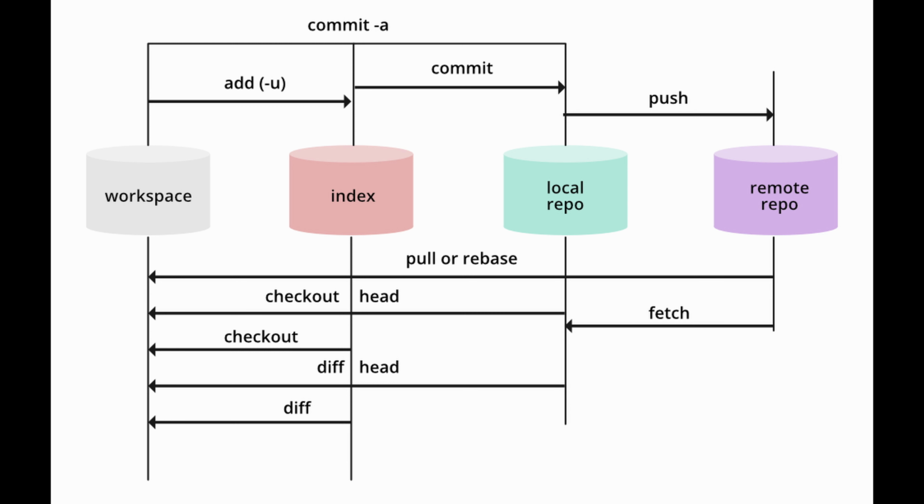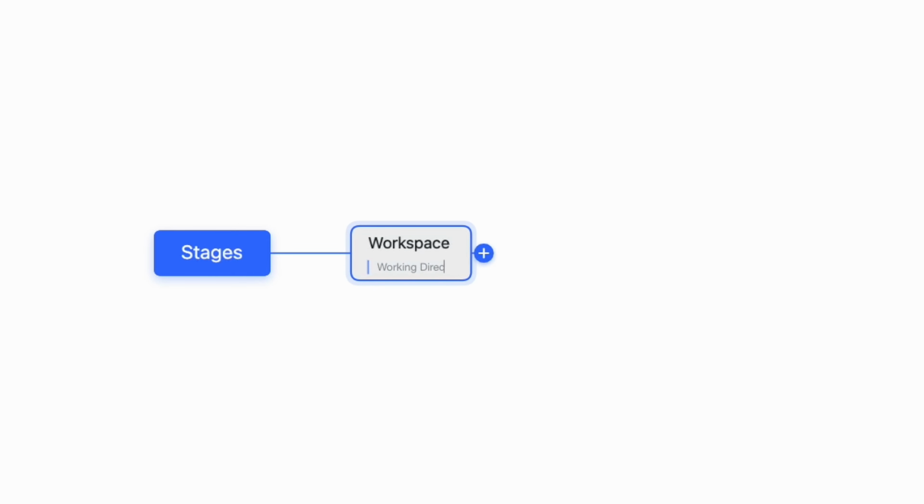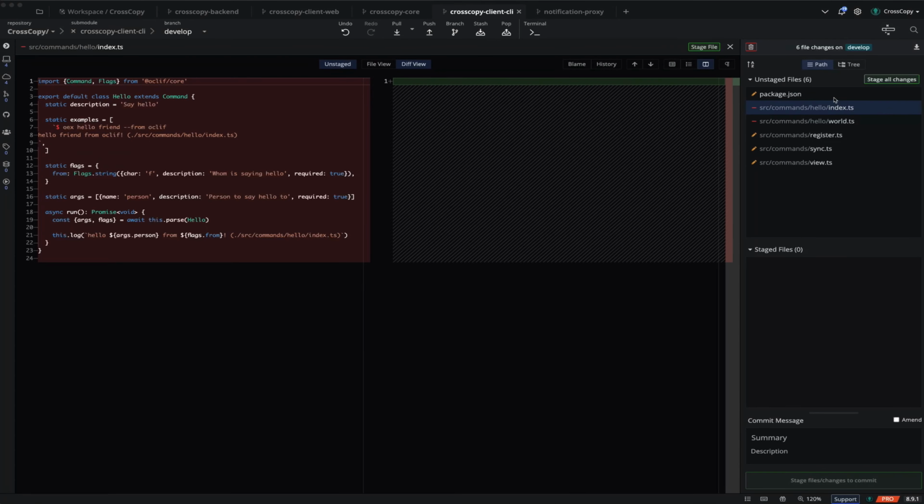I found a diagram online for illustrating the main workflow of Git. There are 4 stages, and you need to use different Git commands to move the changes to files between these stages. The first one is workspace, aka working directory. This is where you make changes to your files.